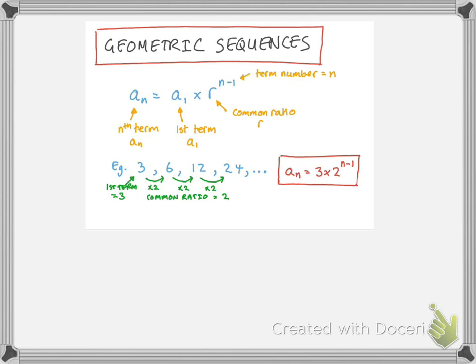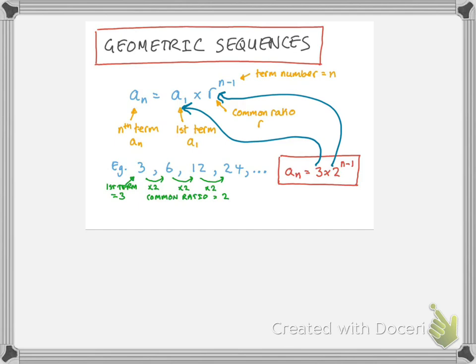They give a nice example here, 3, 6, 12, 24, where my first term is obviously 3. My ratio is 2. I'm doubling this every single time. And so my general formula, plugging in 3 for A1, and plugging in 2 for my common ratio, I can actually develop a general formula for the equation.